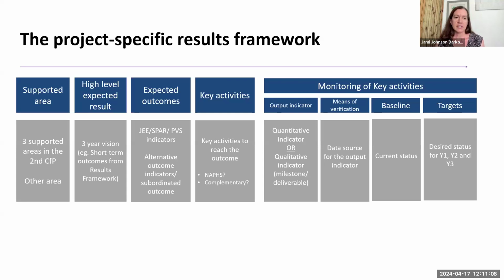Next, we move to the expected outcomes. And this is the drop-down list of relevant JEE, SPAR, and PVS indicators, as well as implementing the 717 approach. So here you would just select which one is relevant to your particular project. There is also the option of including an alternative outcome indicator if for some reason the JEE, SPAR, PVS indicators are insufficient for articulating the area where you expect to see results.